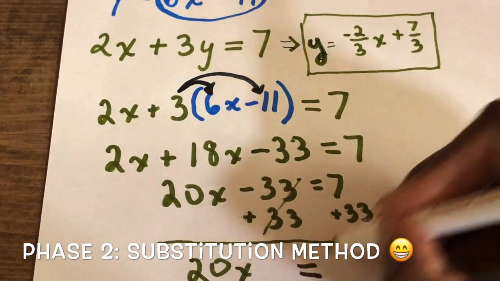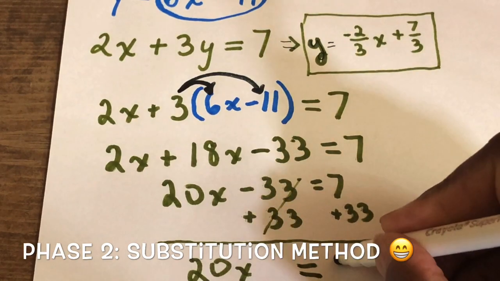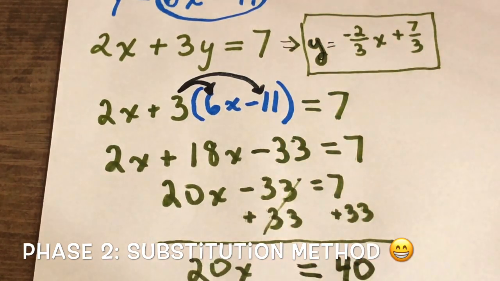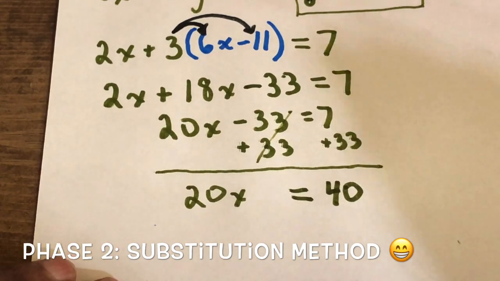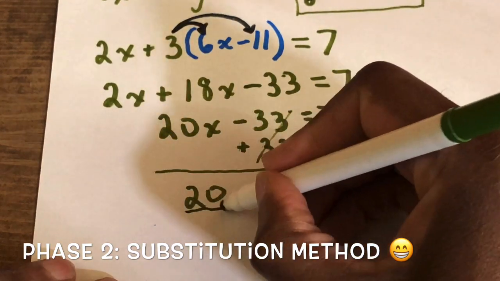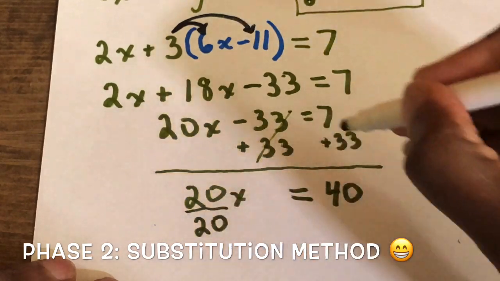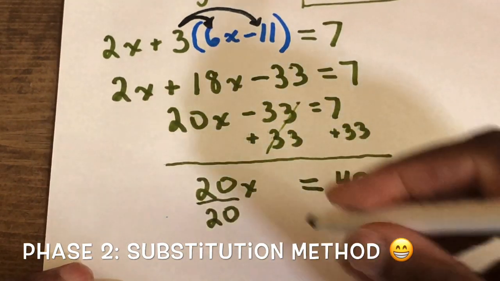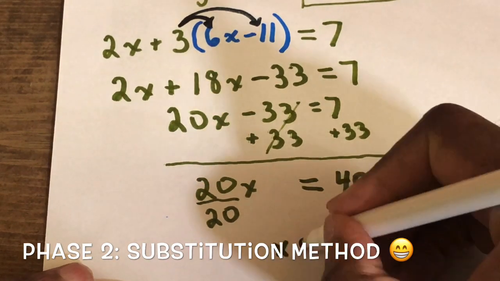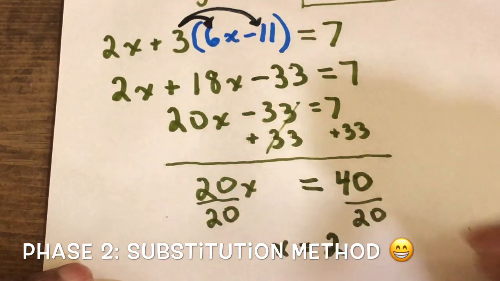And on the other side, it will be equal to 7 plus 33, which is 40. So now I have 20x is equal to 40. Divide both sides by 20. What you do on one side of the equal sign, you will do on the other side of the equal sign. And so I have x is equal to 2.